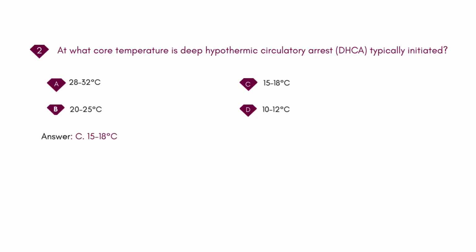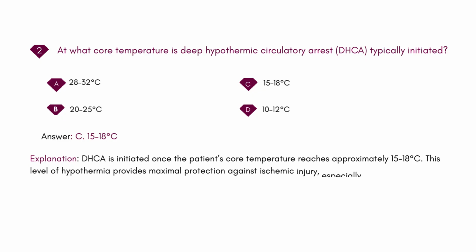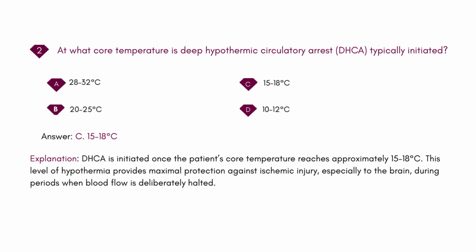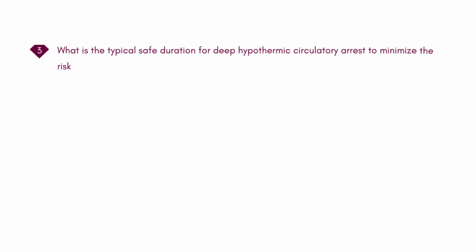Answer: C. 15 to 18 degrees Celsius. Explanation: DHCA is initiated once the patient's core temperature reaches approximately 15 to 18 degrees Celsius. This level of hypothermia provides maximal protection against ischemic injury, especially to the brain, during periods when blood flow is deliberately halted. What is the typical safe duration for deep hypothermic circulatory arrest to minimize the risk of neurological injury?